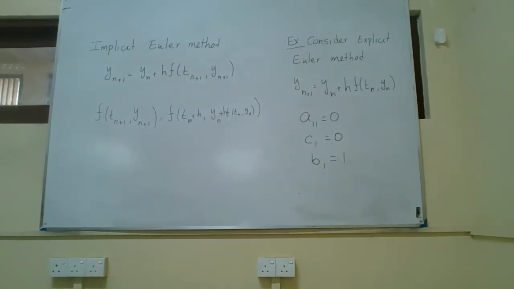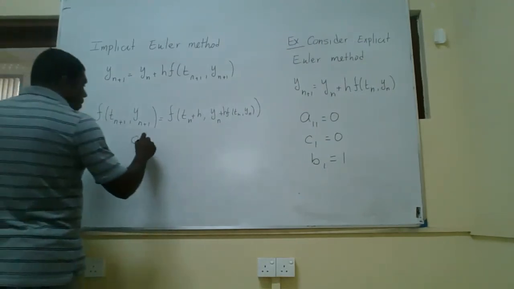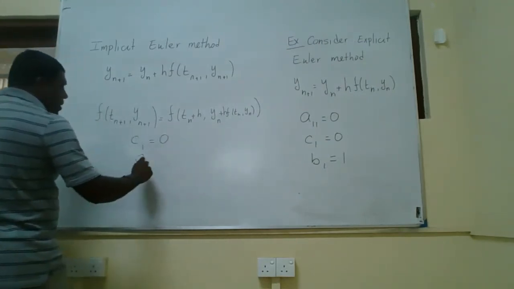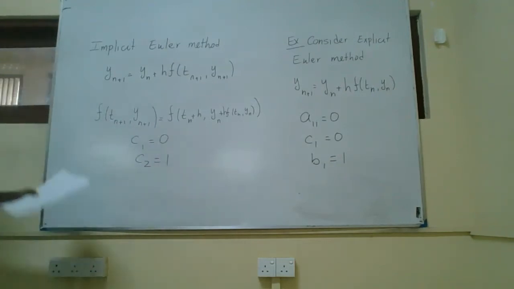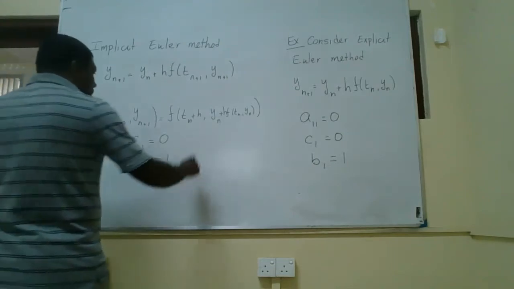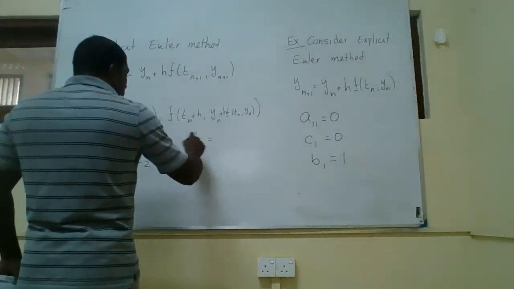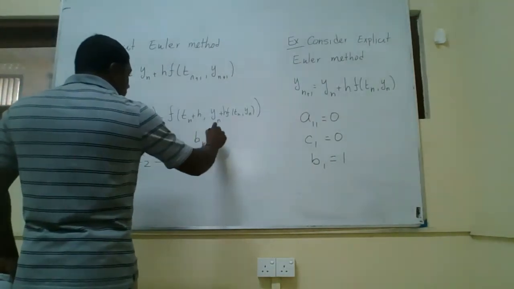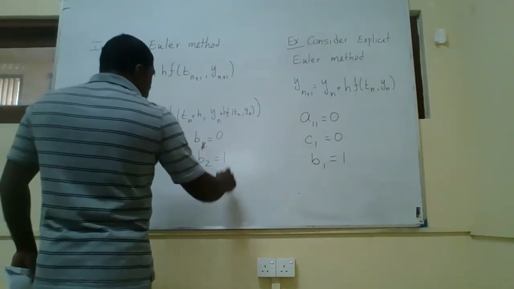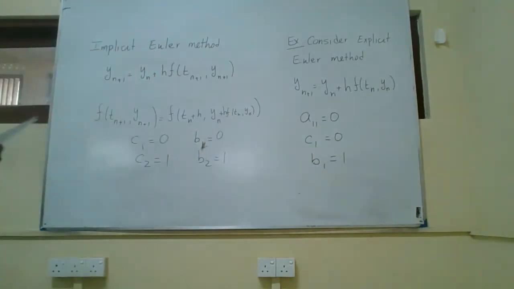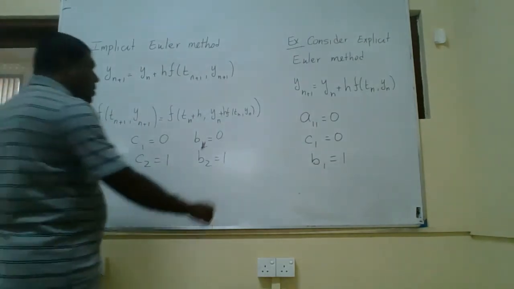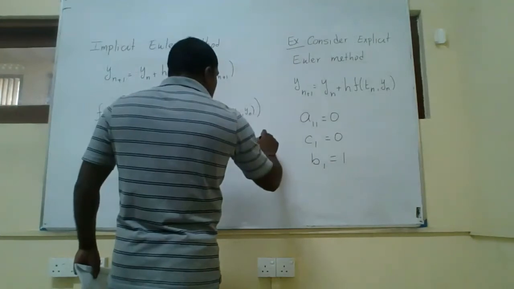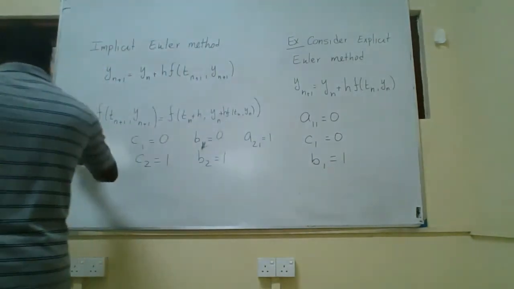So in this case, c1 is 0 and c2 will be 1 here, right? And then b1 is 0 and b2 is 1, and a21 is 1. Right, so check this.